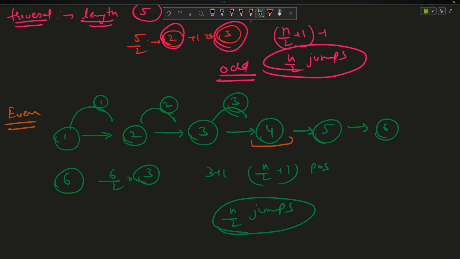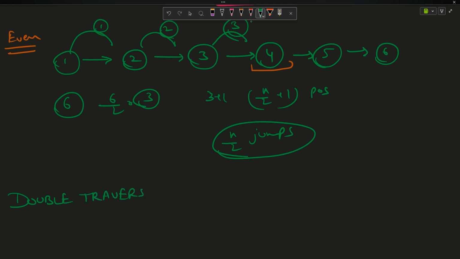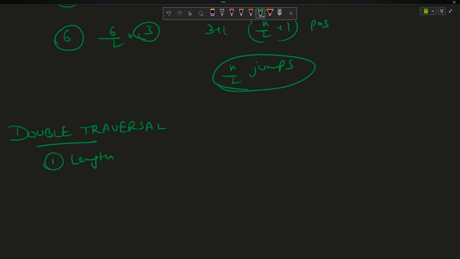The problem I have is with the double traversal. What do I mean by that? By double traversal, I mean that you are traversing the linked list 2 times, right? If I'm not wrong. What are the 2 times? The first time is for finding the length. Those who know how to find the length might know how to do that traversal, right? And then find the length, right?